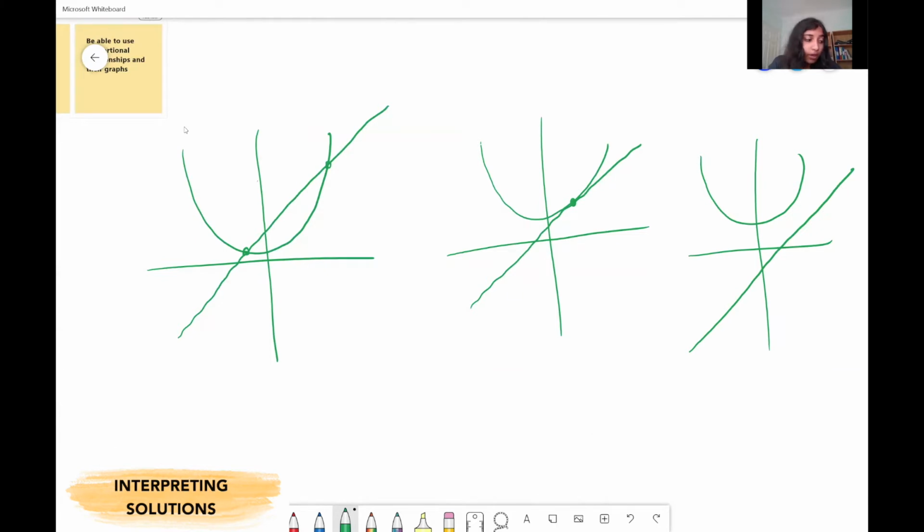So yeah, the number of solutions indicates the number of times that the linear equation and the quadratic equation cross, and how many points they intersect at.